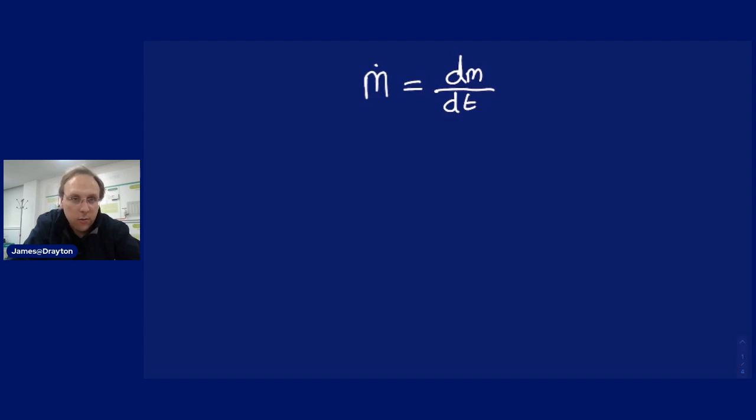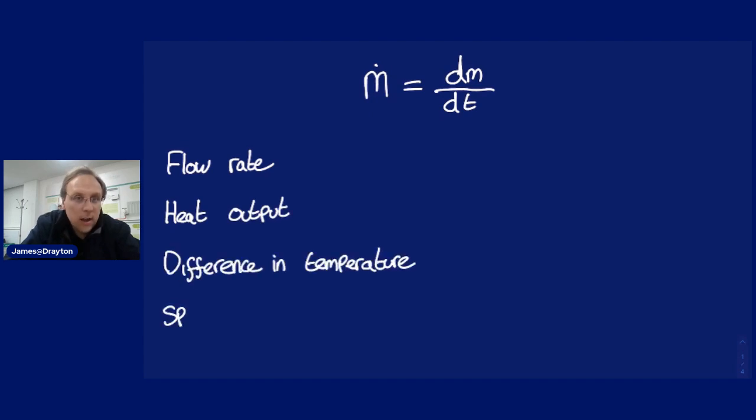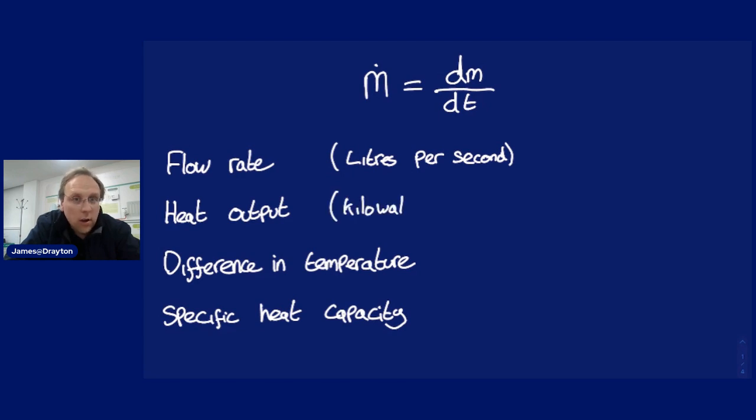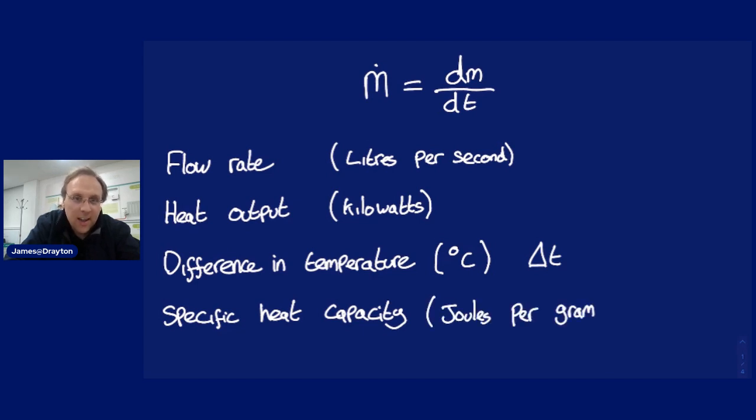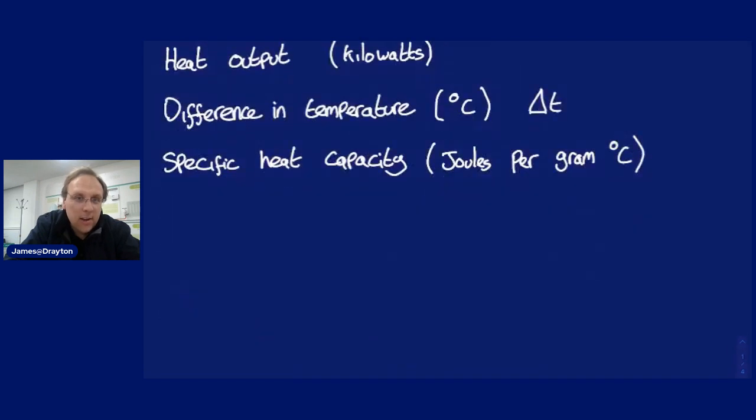Now, that in its current form doesn't really do a lot for us. So what we need to look at is our variables, the things that we're actually interested in, and that's these. So obviously flow rate, that's what we're trying to establish, and that's going to be in liters per second. You've got your heat output, which is measured in kilowatts. You've got your difference in temperature, which will be in degrees Celsius, and that's where your delta T is going to come from. And then the one that sounds complex is the specific heat capacity, which is joules per gram per degrees centigrade.